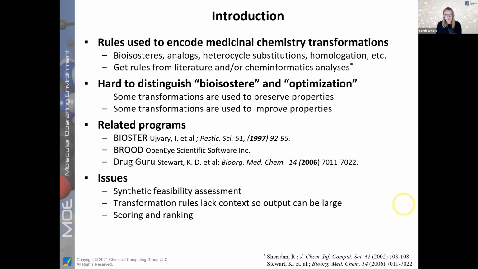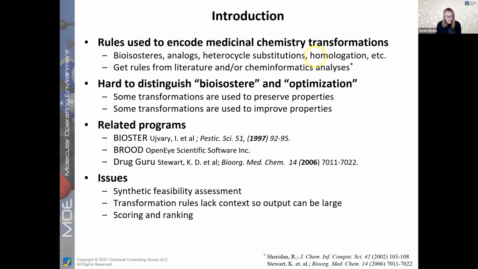So how did we go about making an application that does molecular transformations? Well, first of all, you need a set of rules that can transform the molecule. We're going to look at each of these. So we have something called bioisosteres, analogs, heterocycle substitution, homologations, and so on.